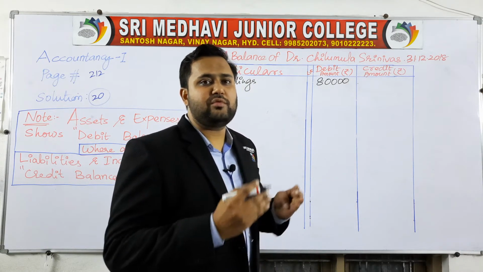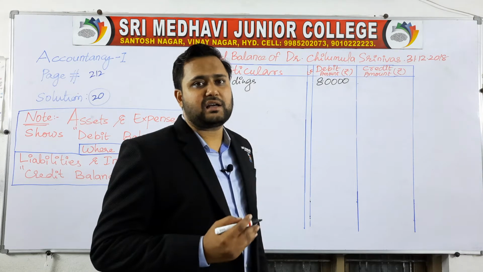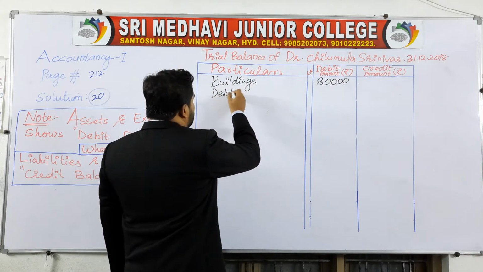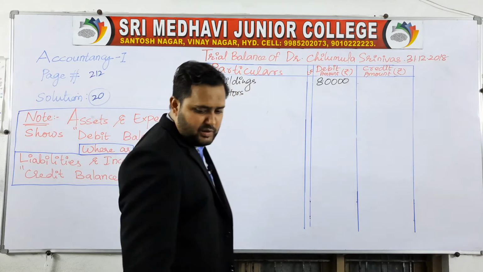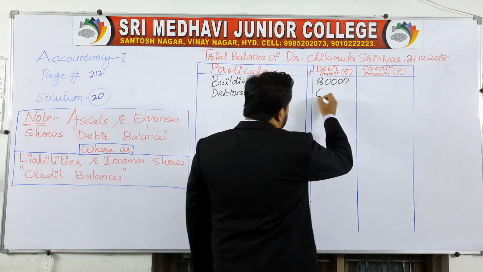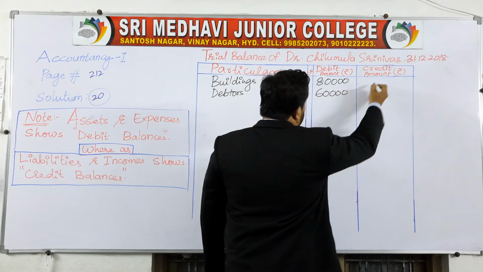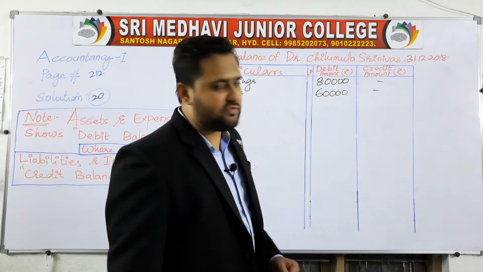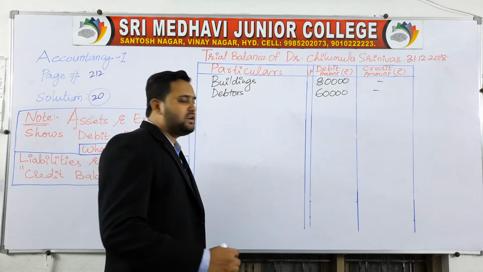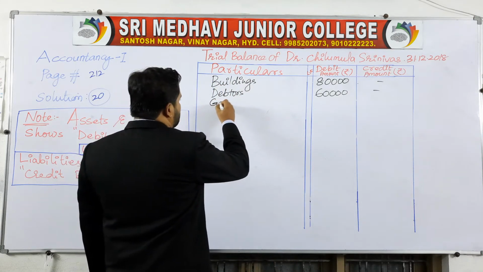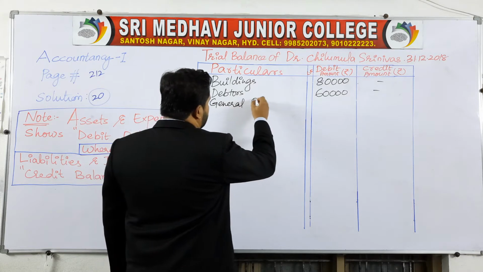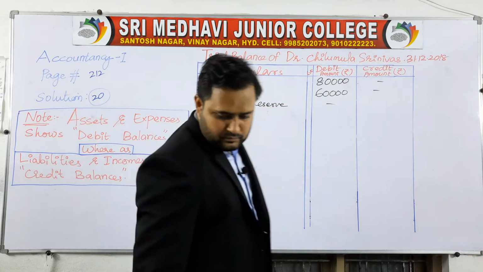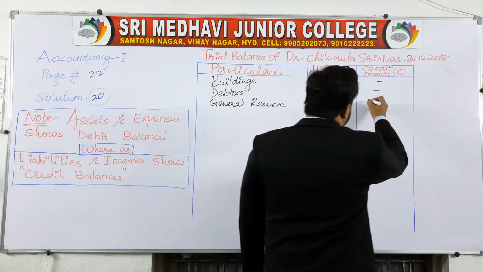Debtors, to whom we have to receive. Debtors are an asset. So we have to write debtors here in particulars. How much is the amount? 60,000. 60,000 debtors. General reserve. General reserve is a liability for you, so you have to write general reserve 70,000.